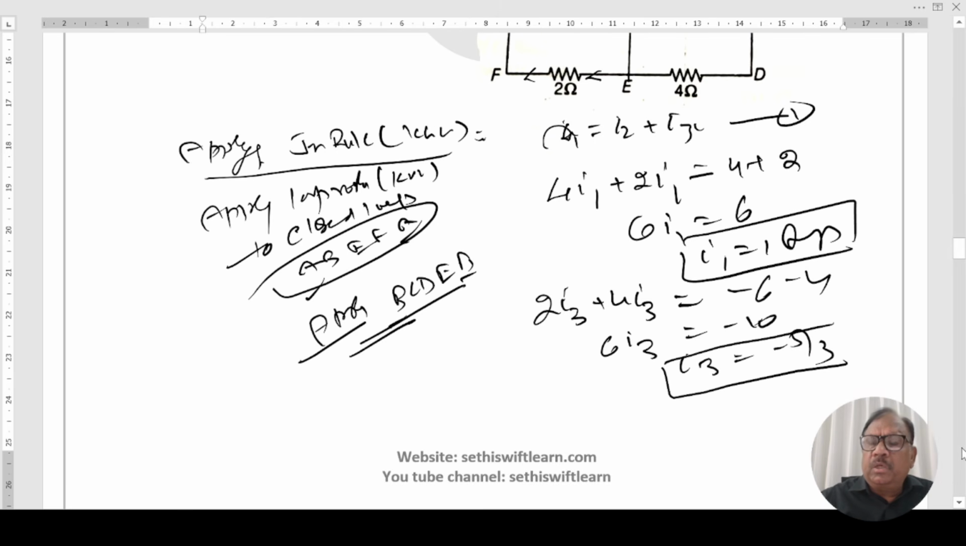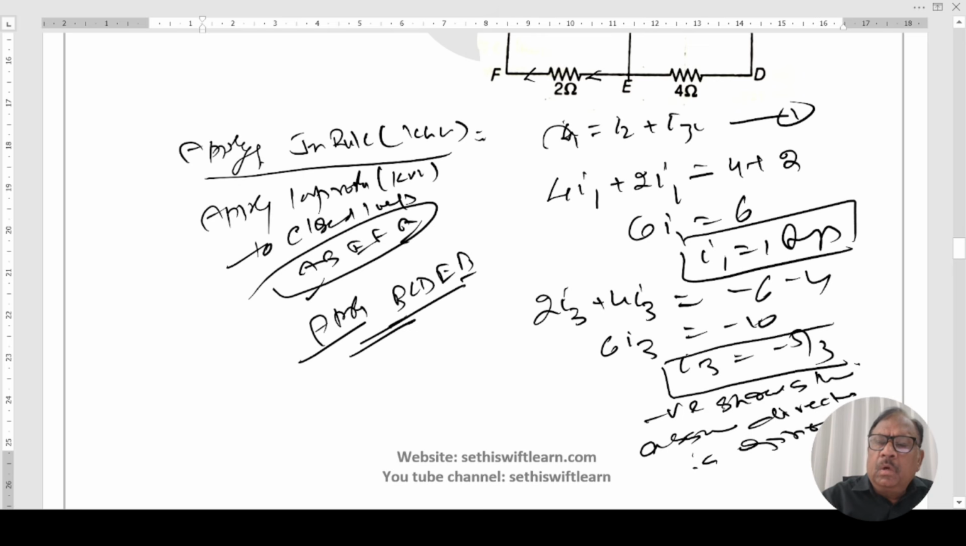Means the direction of I3 is negative. Negative shows that the assumed direction is opposite of that which we have considered. Now I1 is known, I3 is known.